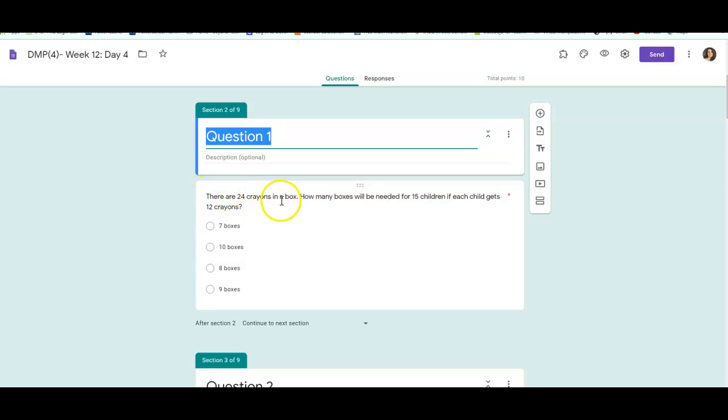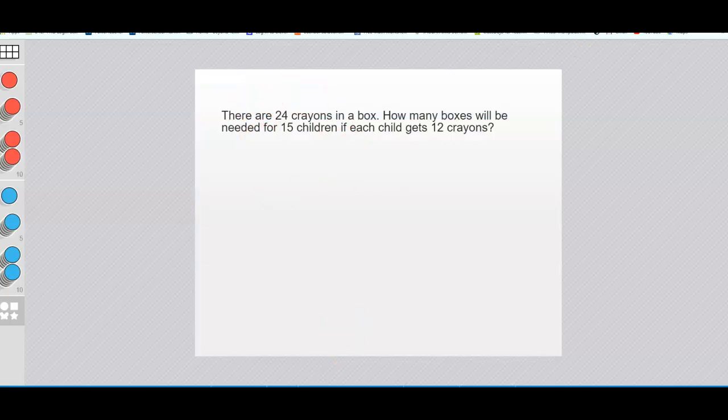Number 1, there are 24 crayons in a box. How many boxes will be needed for 15 children if each child gets 12 crayons? So let's read this again. There are 24 crayons in a box. Circle that number. How many boxes, that's what it's asking us, I'm going to underline that, will be needed for 15 children if each child gets 12 crayons.